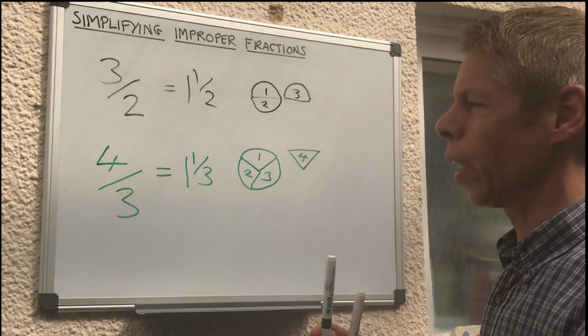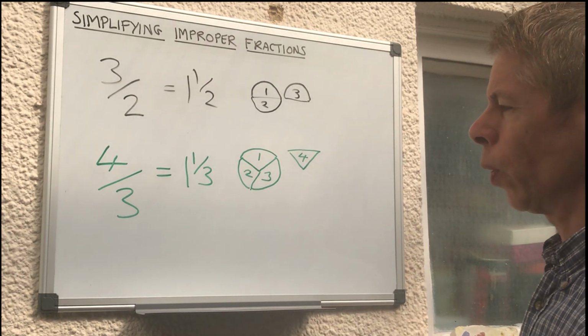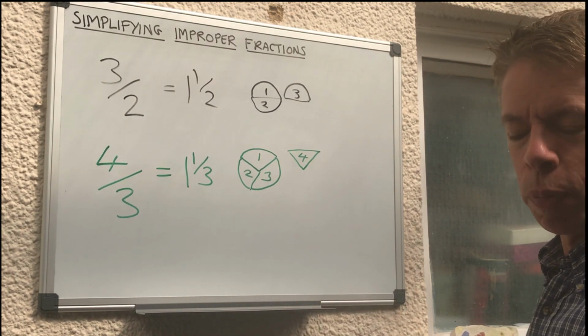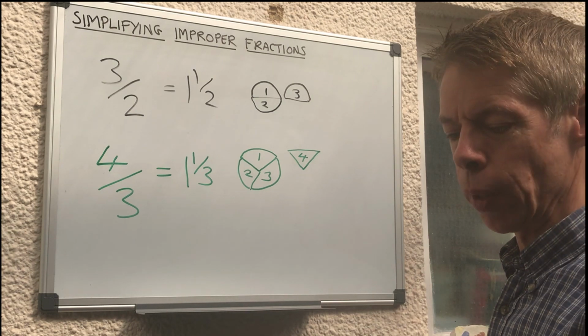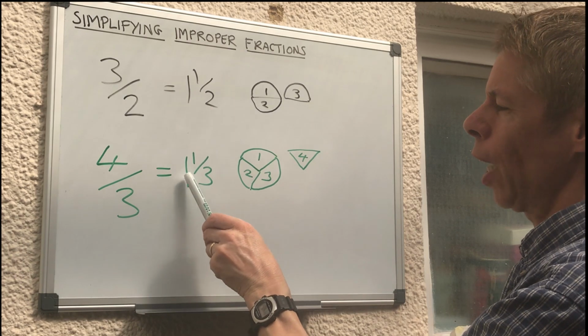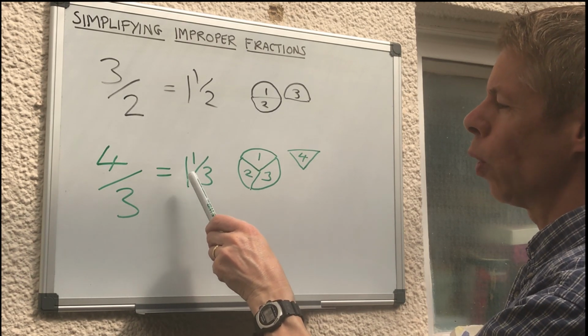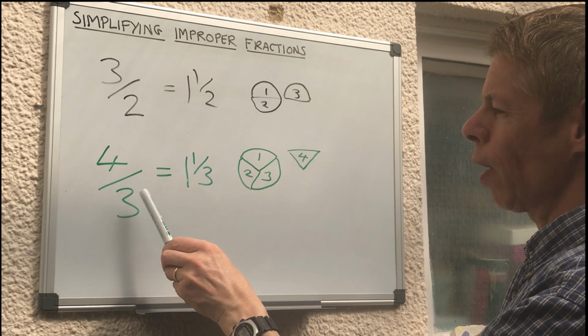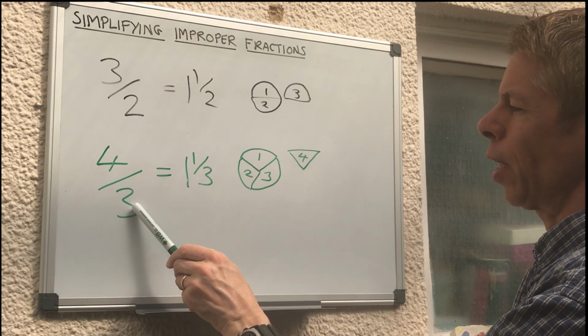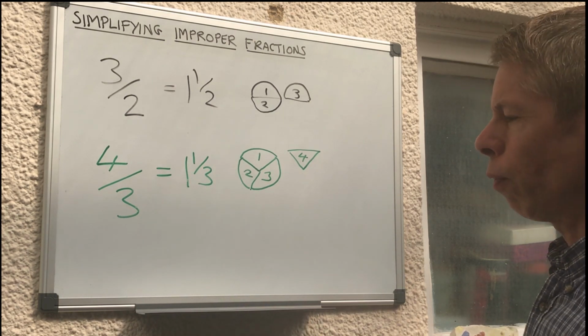Another way of doing that, which is what we're going to do from now on in this video, is to say, remember bus stop? If not, we're going to be having a video on that coming out soon. How many 3's in 4? There is 1 three in 4, remainder 1, and then whatever the number is here, we take from here, put it here to make 1 and 1/3.